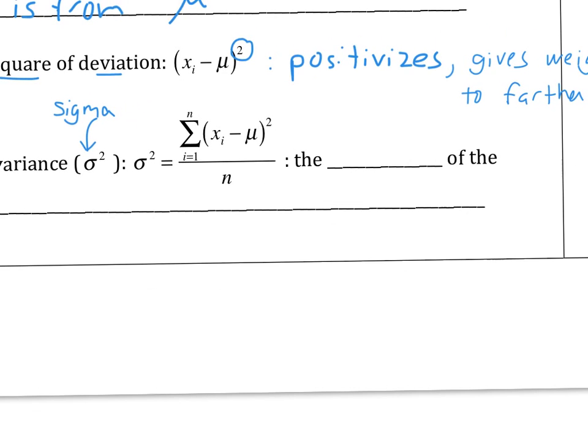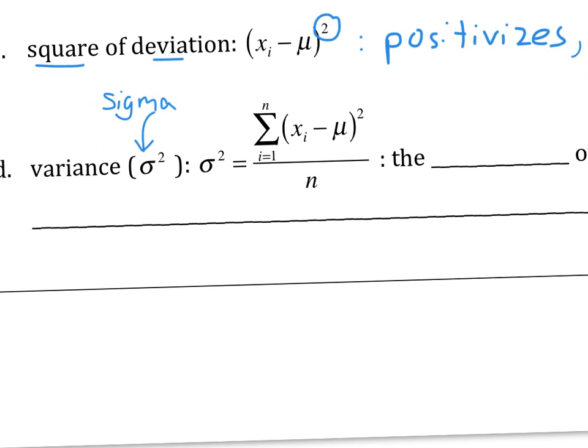So how do we write that? It is the sum of... not sum. It'll be the mean. The mean of the square of deviation.